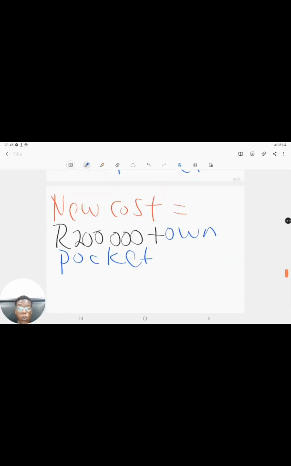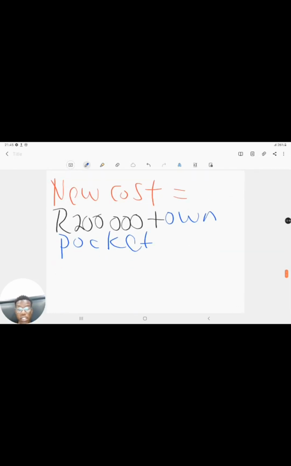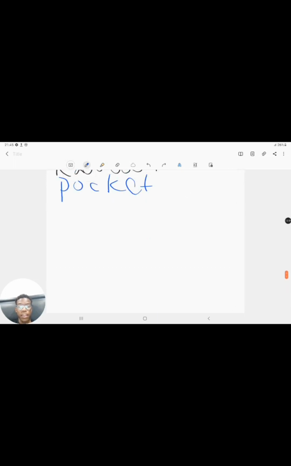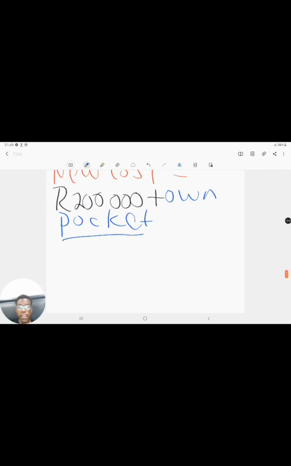Right? So this is the equation that we're going to use. The total cost of the new tractor is equal to the 200,000 that he will get from selling his current tractor from the trade-in, and the money that he will have to save up from his own pocket. Okay, so they asked us, how much does he have to pay? Well, he has to pay this amount of money, the money from his own pocket.